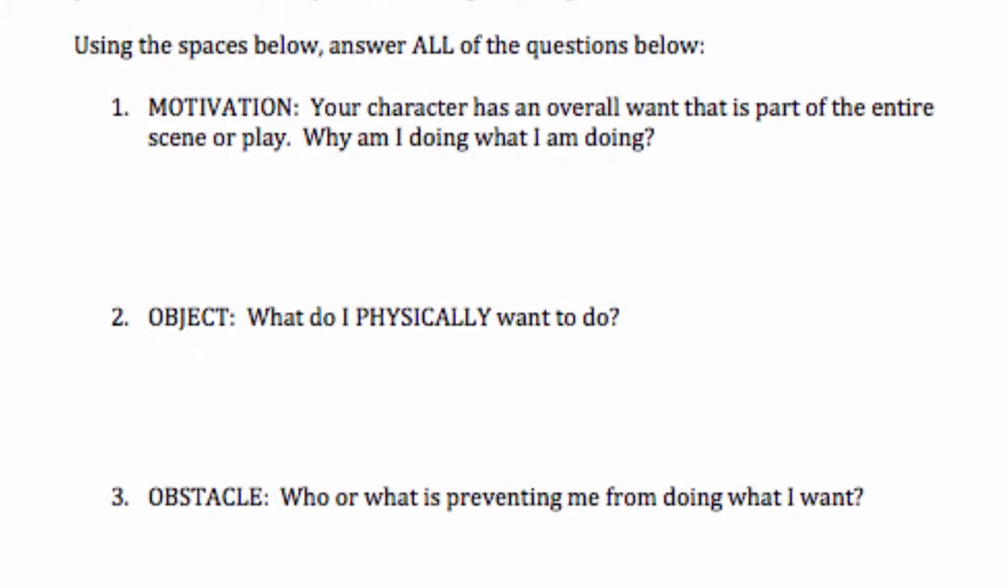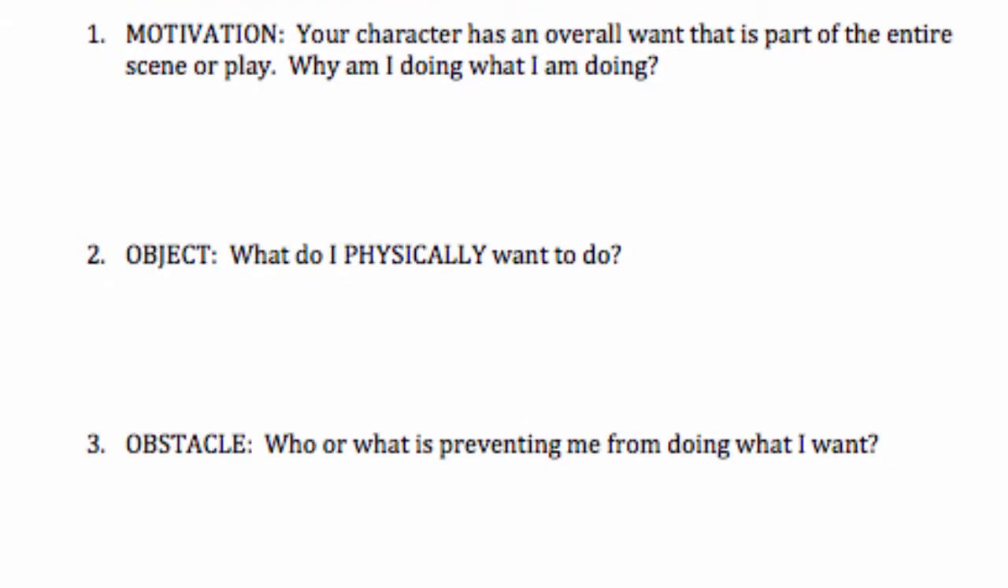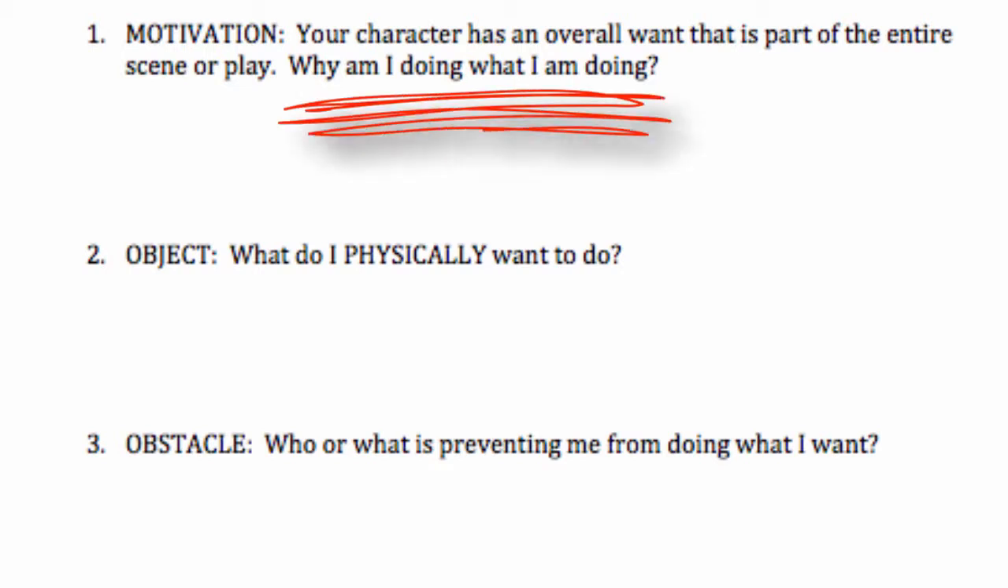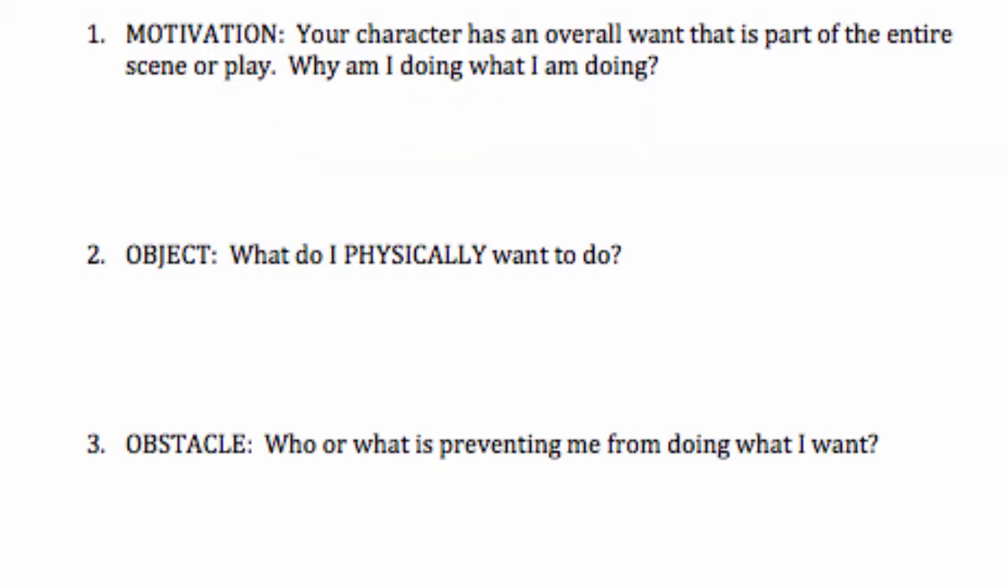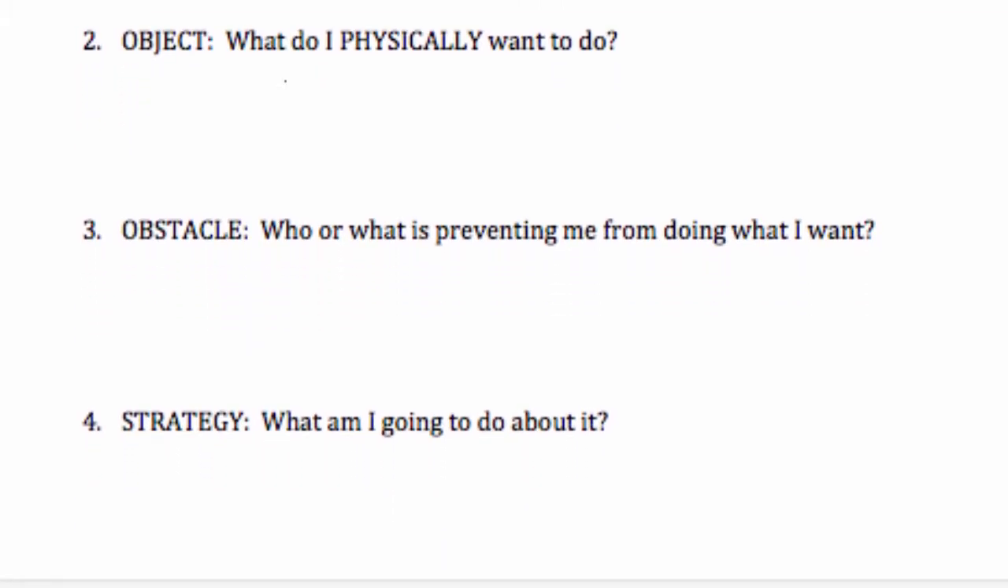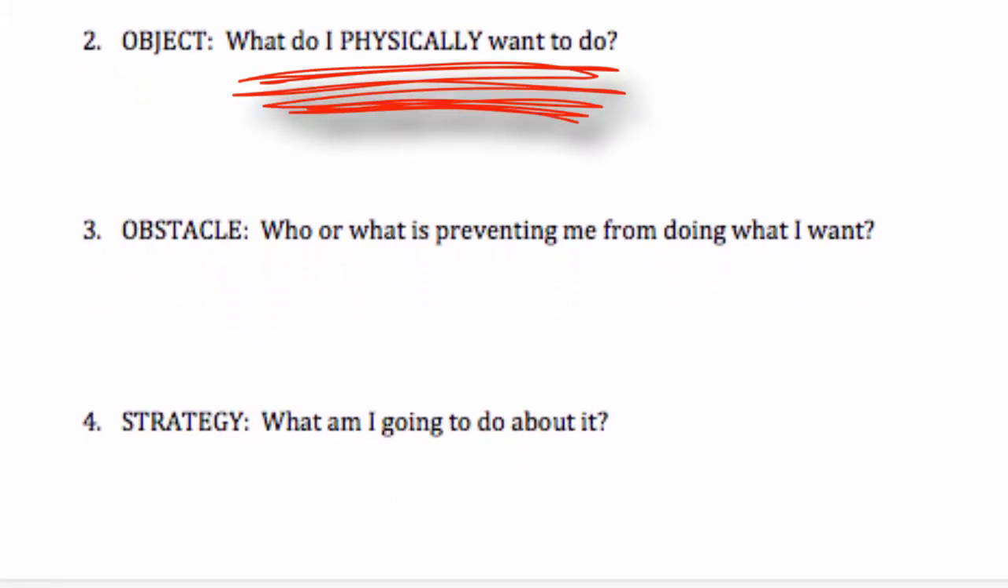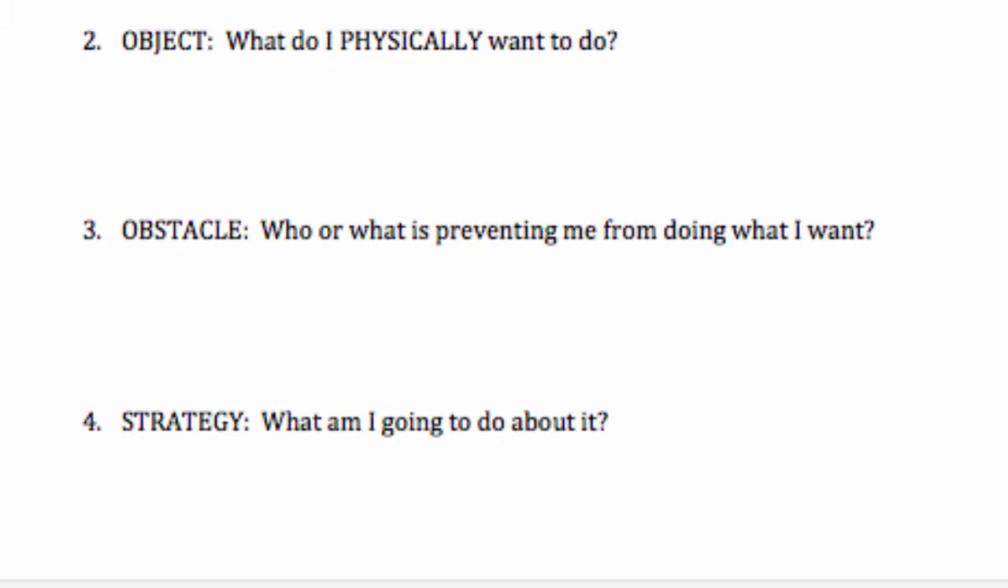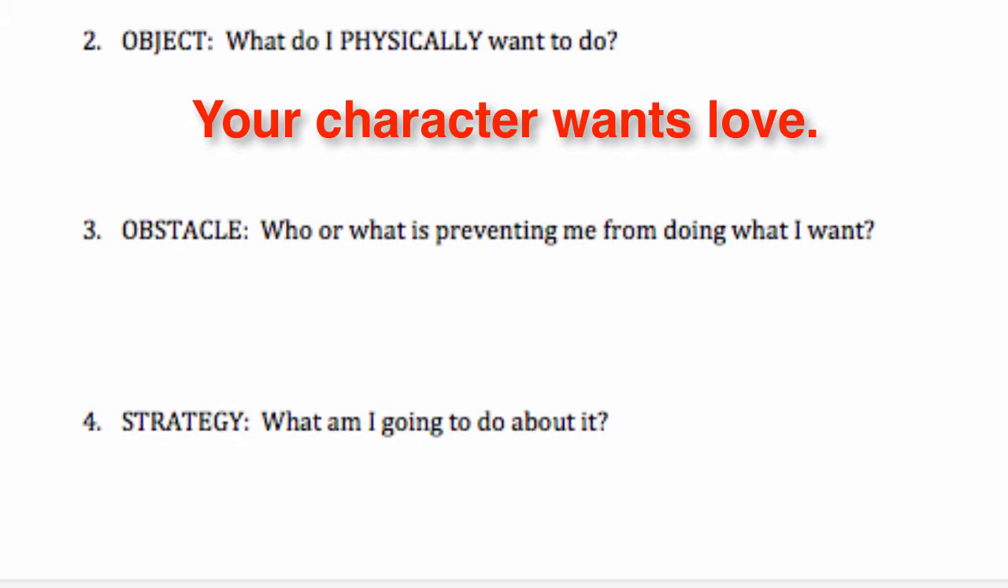First, your character has an overall want that is part of the entire scene or play. So the first thing you have to ask yourself, why am I doing what I am doing? Remember, you want to measure this physically, so we give ourselves an object. We say, what do I physically want to do? Well, for example, let's just say that your character wants love.